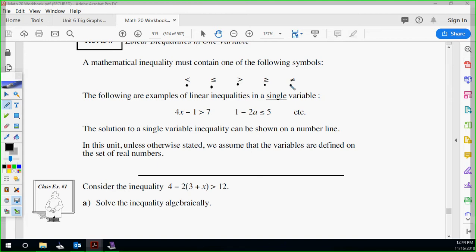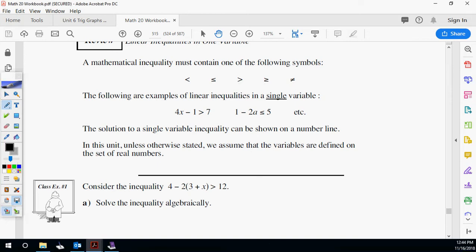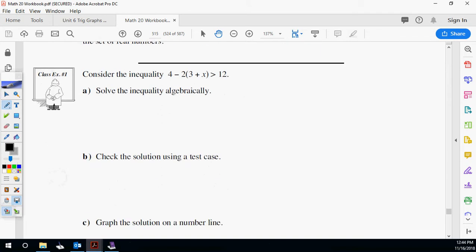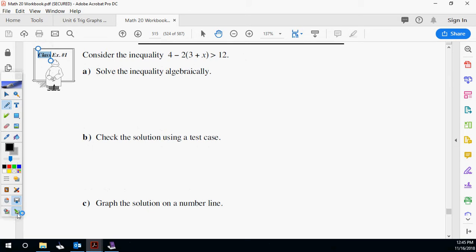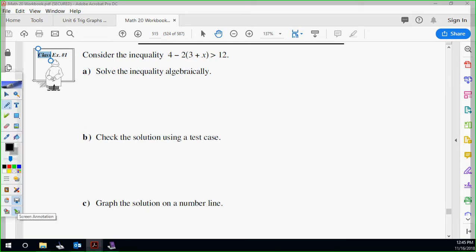So that's what we're going to be doing essentially today. We're going to be solving to figure out what the variable's inequality is. So let's go ahead and look at this example here. Consider the inequality 4 minus 2 times (3 plus x) greater than 12. Solve algebraically. So we're just going to do what we normally would do. So we have 4 minus 2 times (3 plus x) greater than 12.